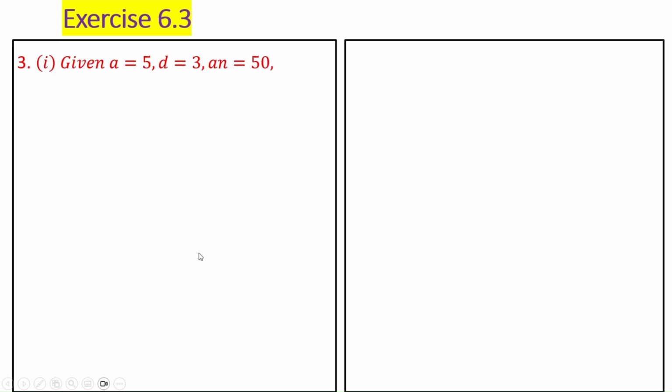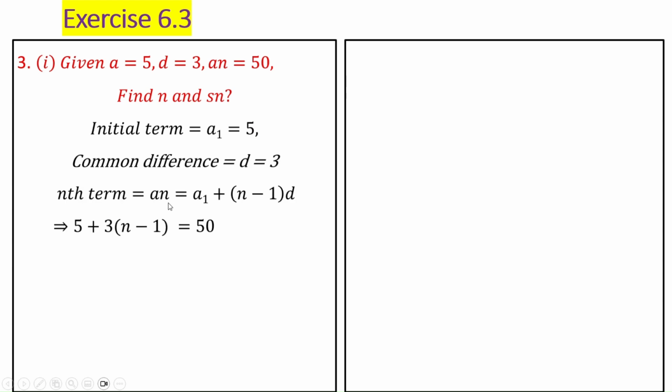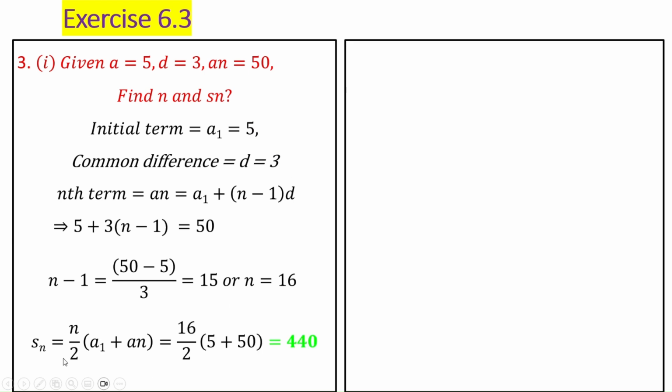Okay. Third question. Given that a equal to 5, d equal to 3, an, this is a subscript, n equal to 50. Find n and Sn. So initial term a1, d, nth term an equal to a1 plus n minus 1 into d. If I substitute the values, I can get the n value, which is 16. Once I know n, a1 and d, I can get Sn equal to 440.